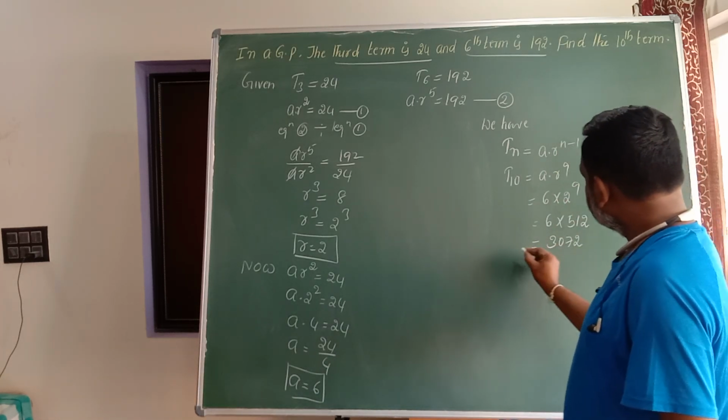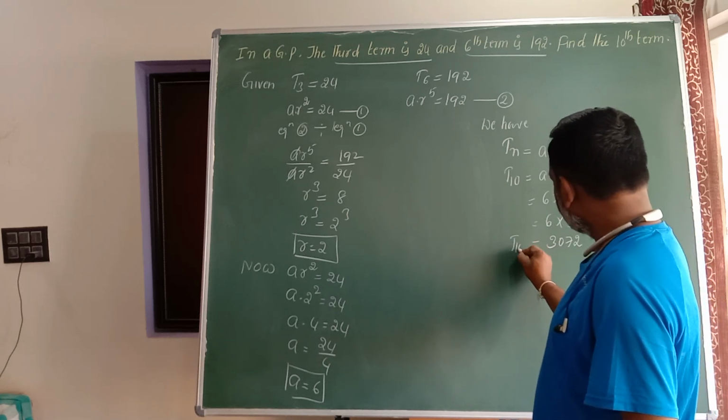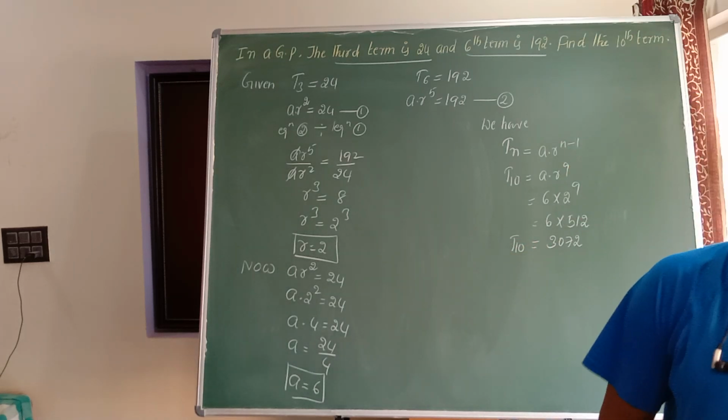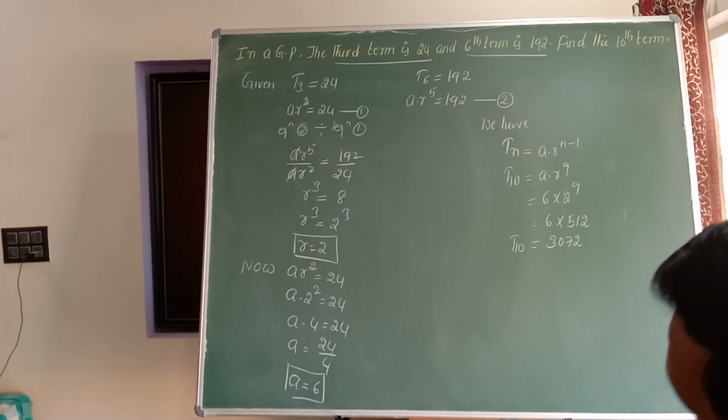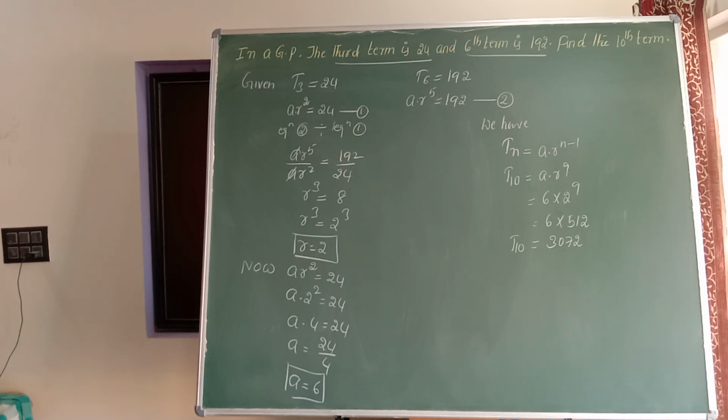3072. This is the 10th term of the geometric progression. Look at this question very neatly.